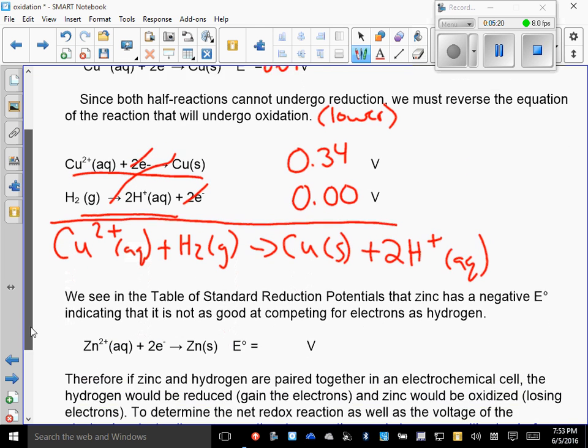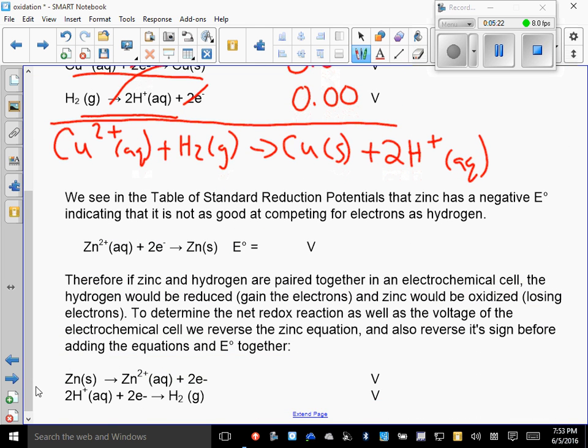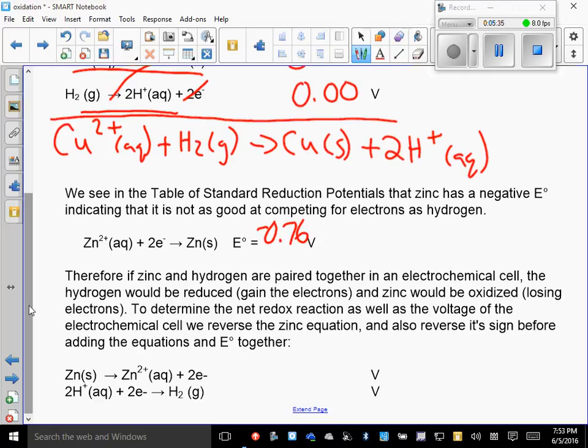Okay. We see in that same table that zinc has a negative E, indicating that it's not as good as hydrogen. So if we look on that table, you should be able to find that zinc has a voltage of negative 0.76. So it's lower than hydrogen. So we're going to keep hydrogen the way it was. It's going to be reduced.